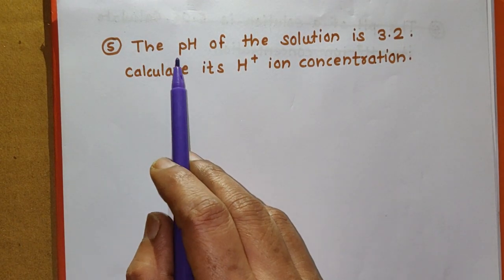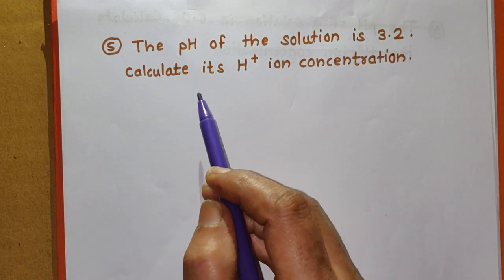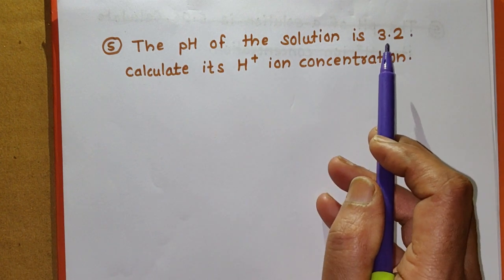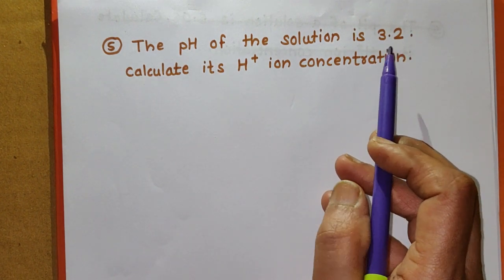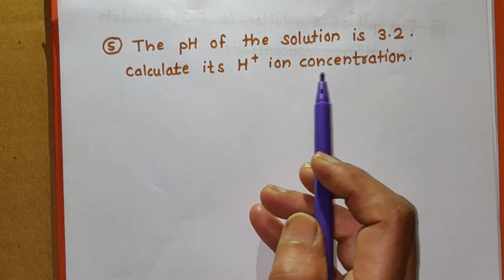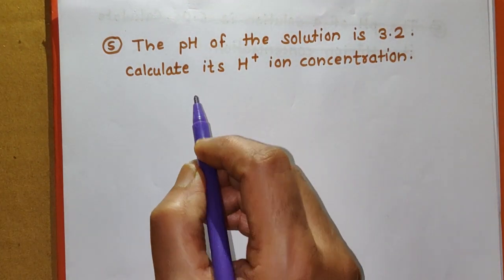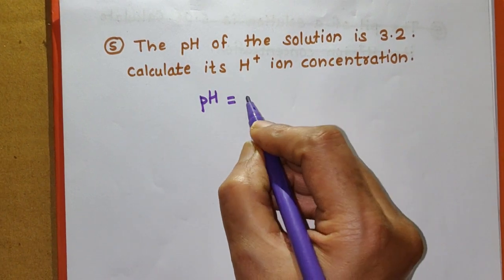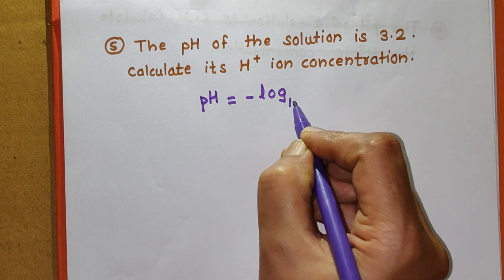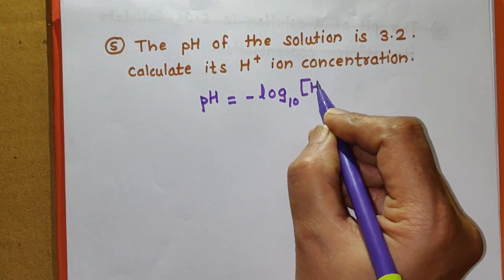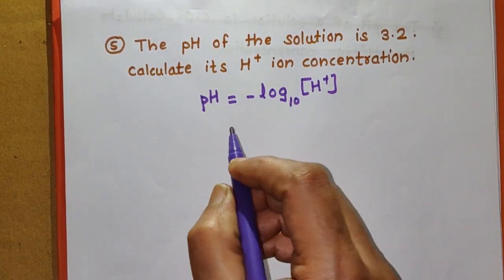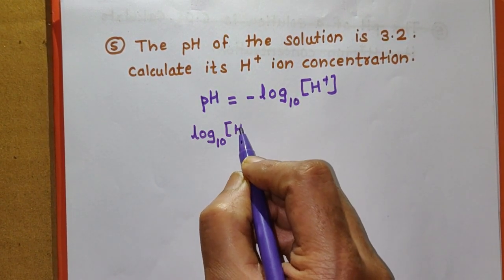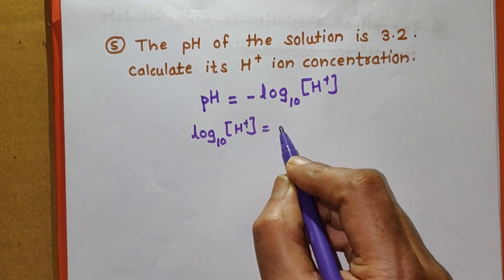See this problem. pH of the solution is 3.2. Calculate its H+ ions concentration. Here pH of the solution is given. It is 3.2. That means the solution is acidic. What is the concentration of H+ ions? Now we have the formula again. pH of the solution is equal to minus log to the base 10 concentration of H+. Now this formula can be also written as log of concentration of H+ is equal to minus pH.